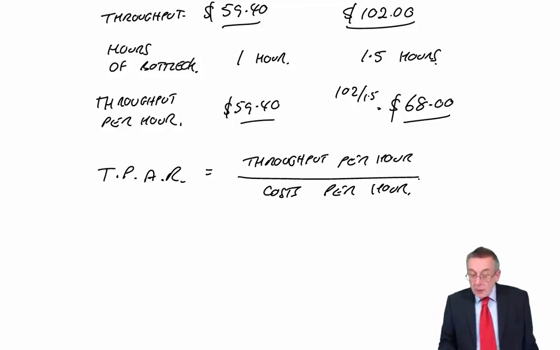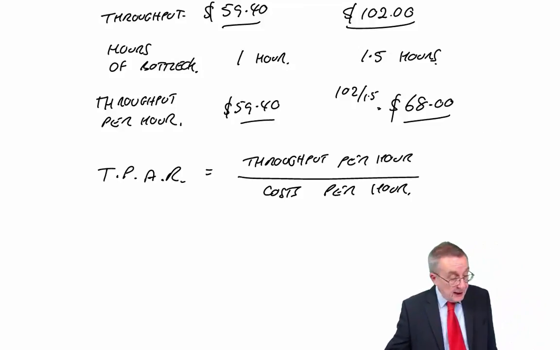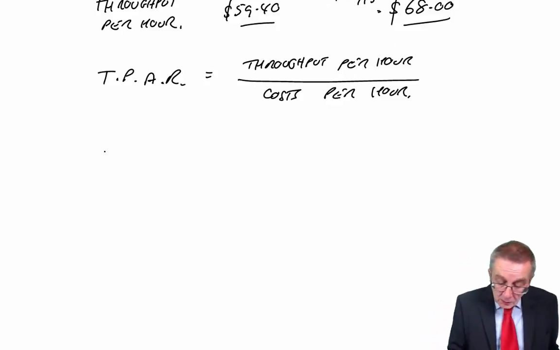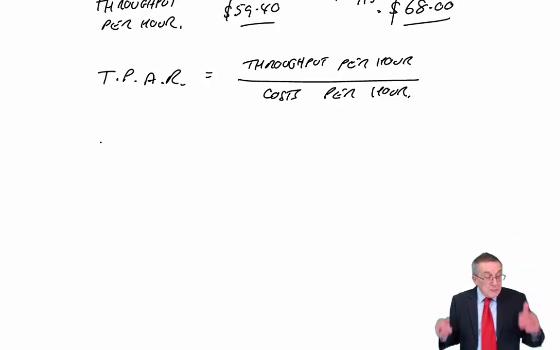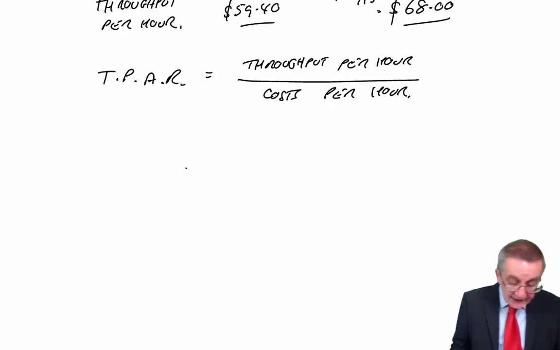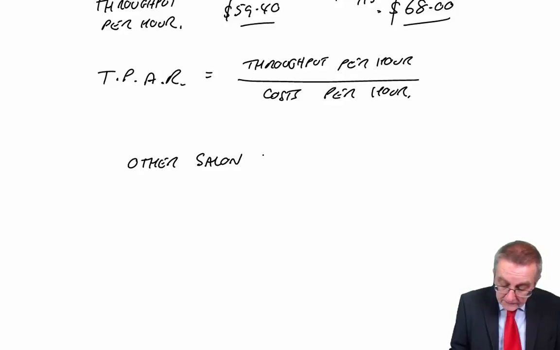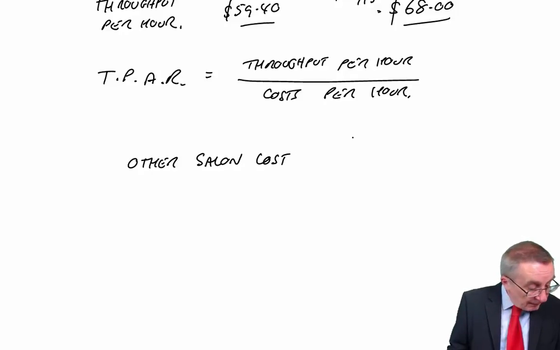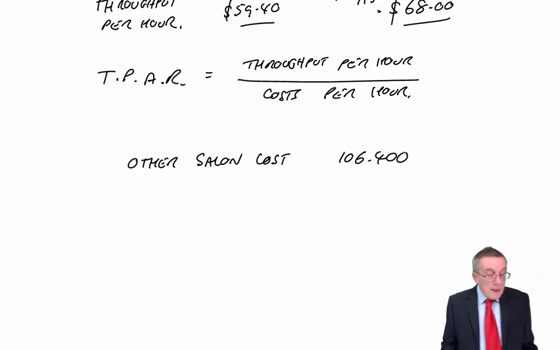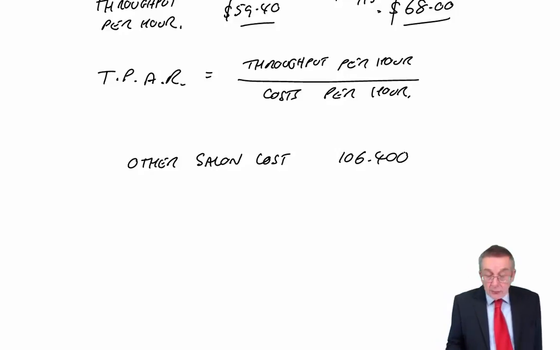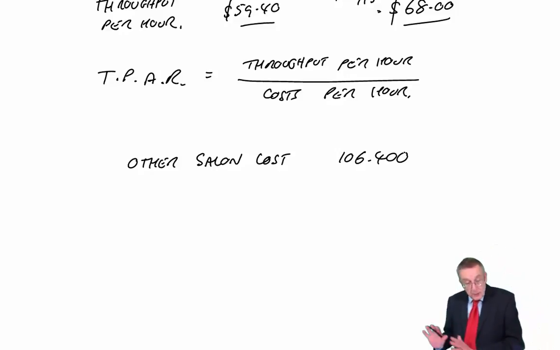And so all we need is the cost per hour, and then we've got the throughput accounting ratios. So what are the other costs? We exclude the materials, but the other costs, which we assume are fixed, we've got other salon costs, 106,400. That includes labour and raw materials. Well, raw materials, yes, we exclude. We're after the fixed costs.